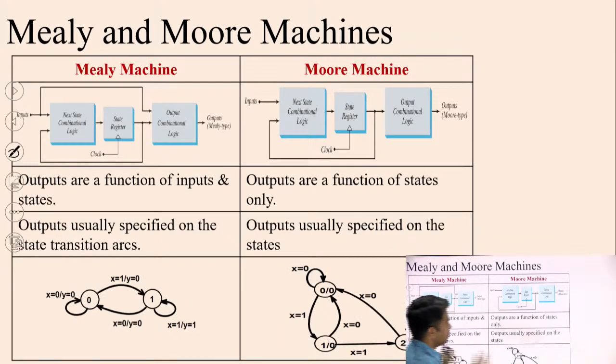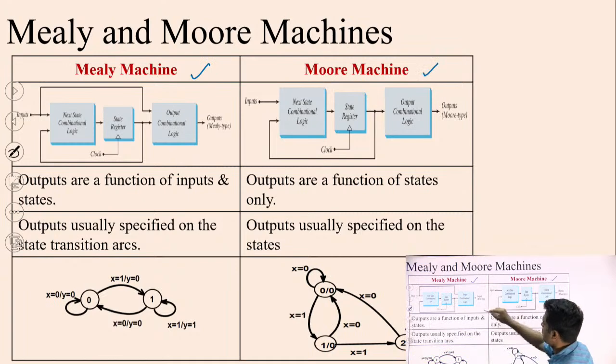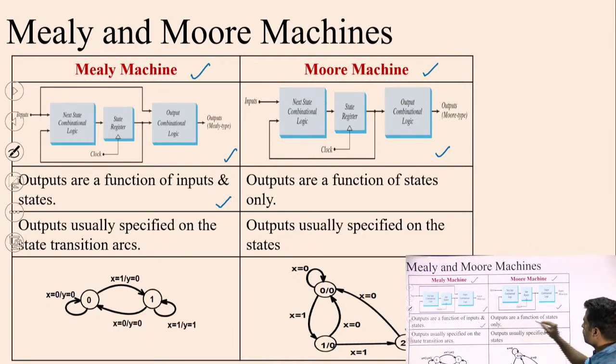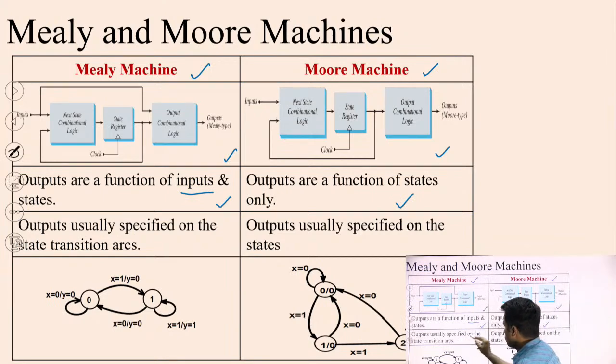So summarizing the difference between Mealy machine and Moore machine. First is the block diagram, which we have already covered, and from that block diagram we learned that outputs are a function of inputs and states in Mealy, and in a Moore type circuit outputs are a function of state only. It is independent. This input is not there in a Moore machine. Okay, and then outputs are usually specified on the state transition arcs.